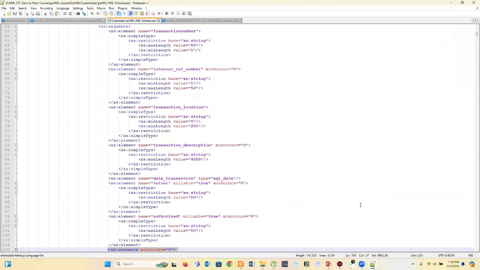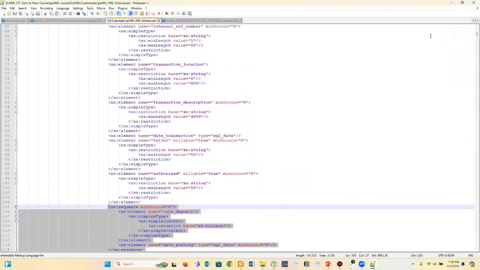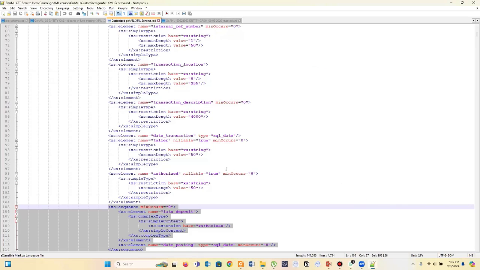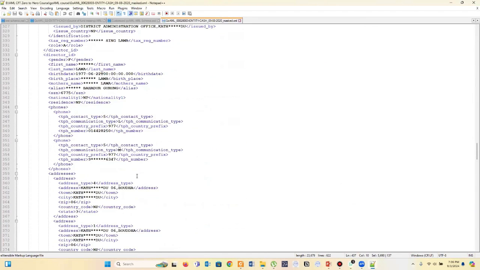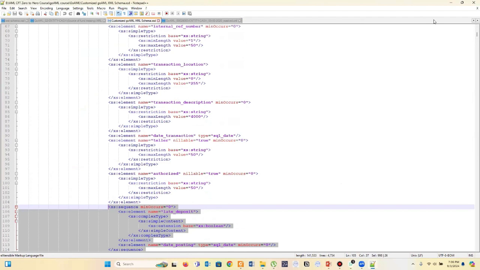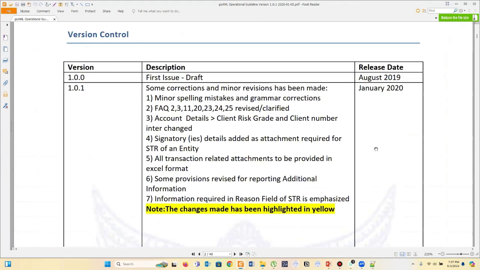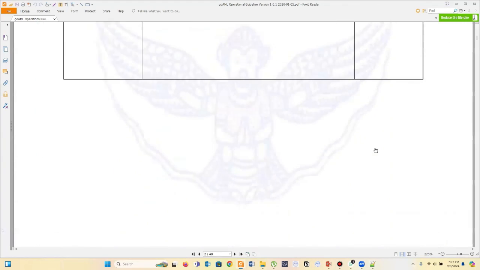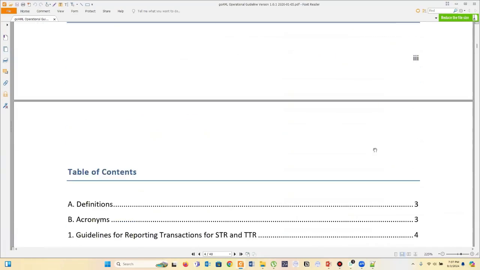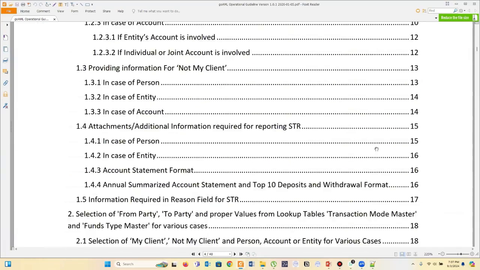This schema is prepared on the basis of this guideline, and the financial institution needs to provide this XML. This XML should be based on this schema as well as the operational guideline. Now the things will become complicated, so don't worry, I will try my best to explain it.